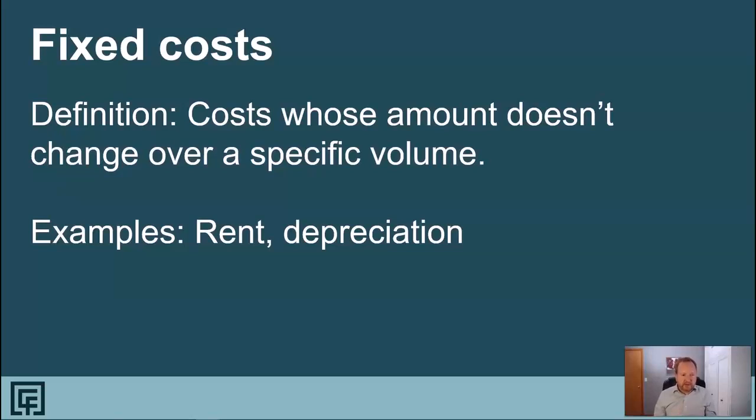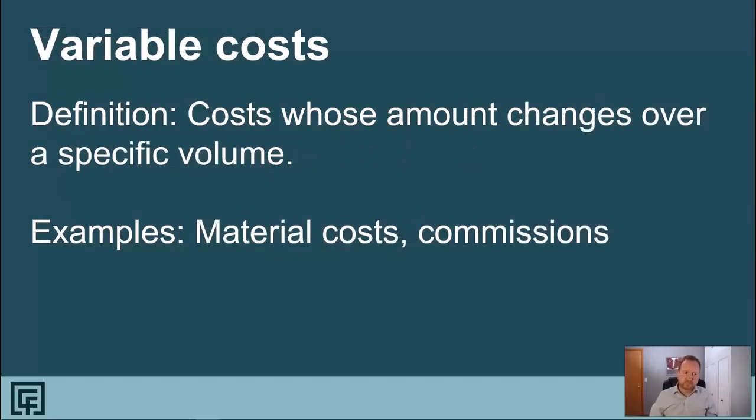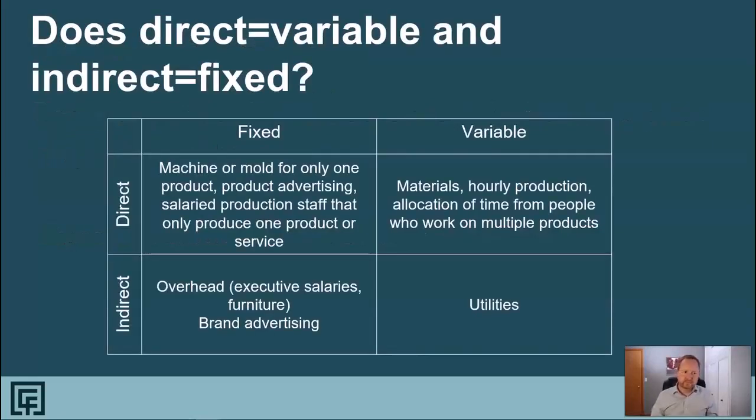Yes, if you greatly increase or decrease in size, you may buy or sell buildings and your depreciation will go up or down. However, those are additions or subtractions of fixed costs and not changes of your existing fixed costs. Variable costs are the other end of the spectrum in this categorization. They change with changes in your sales or production volumes. Classic examples include material costs. Each item you produce uses raw materials. The more you produce, the more your cost of goods.